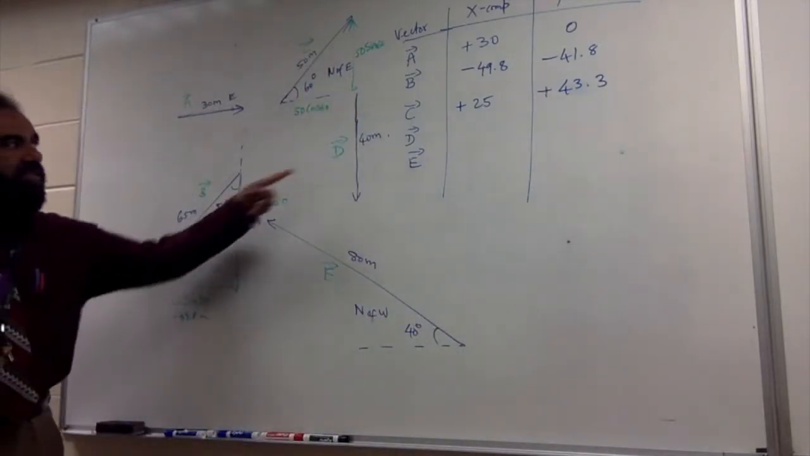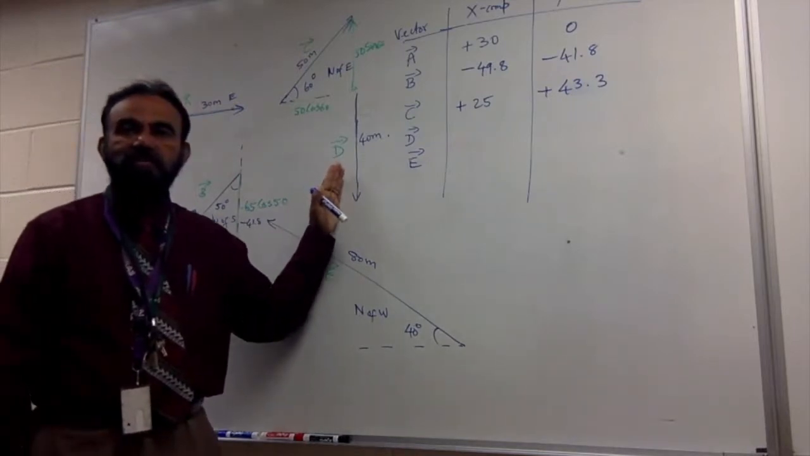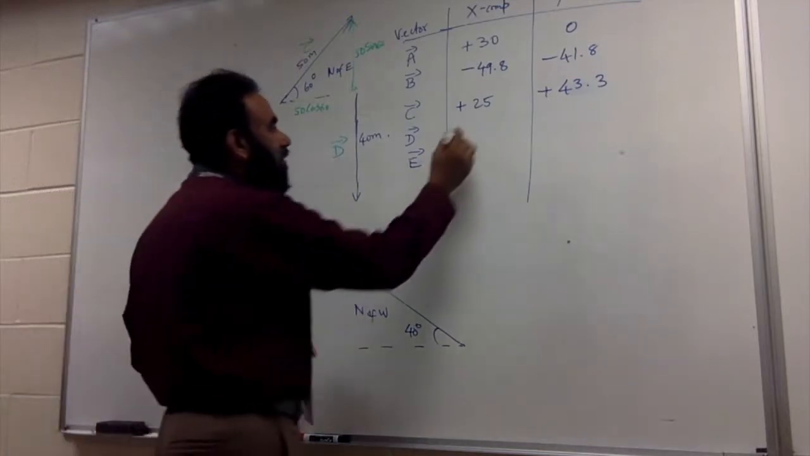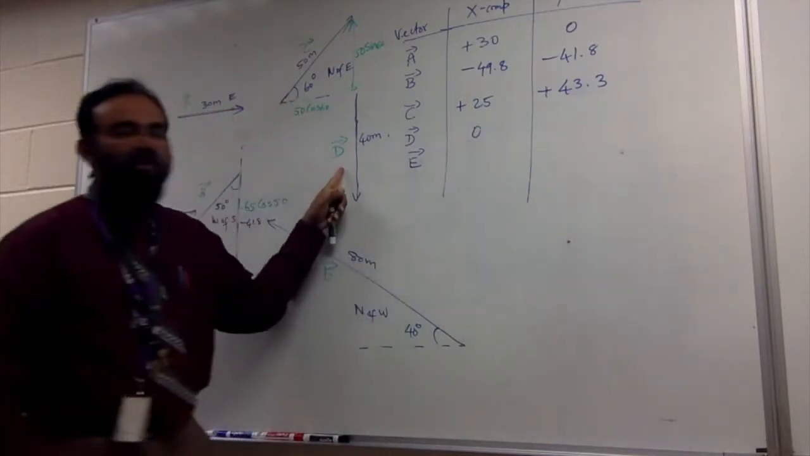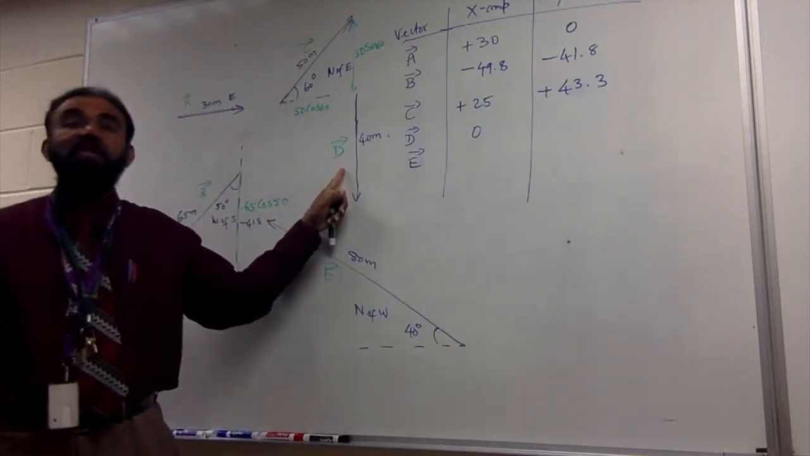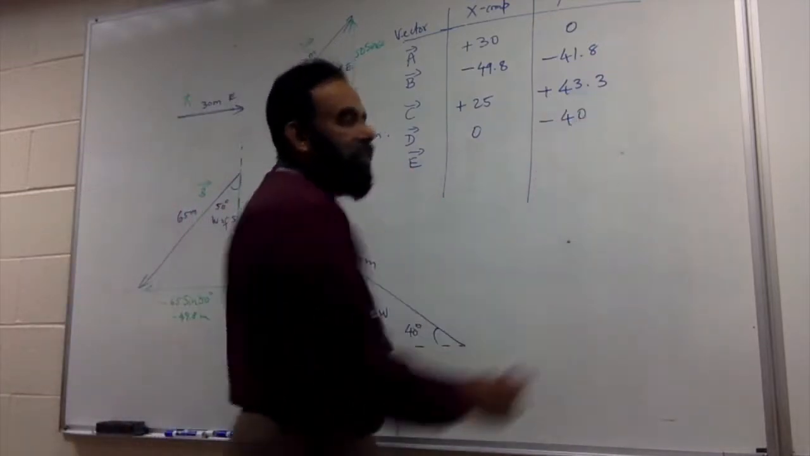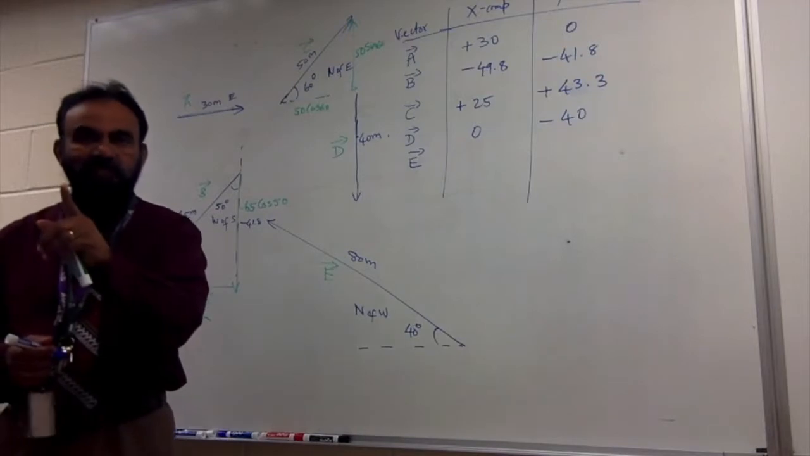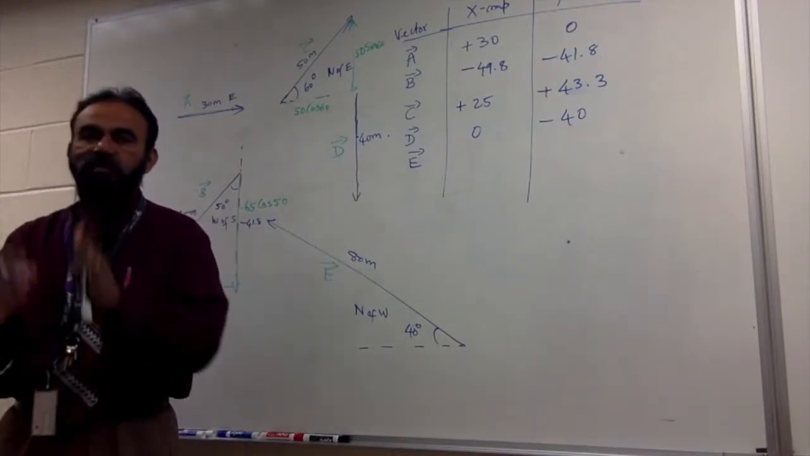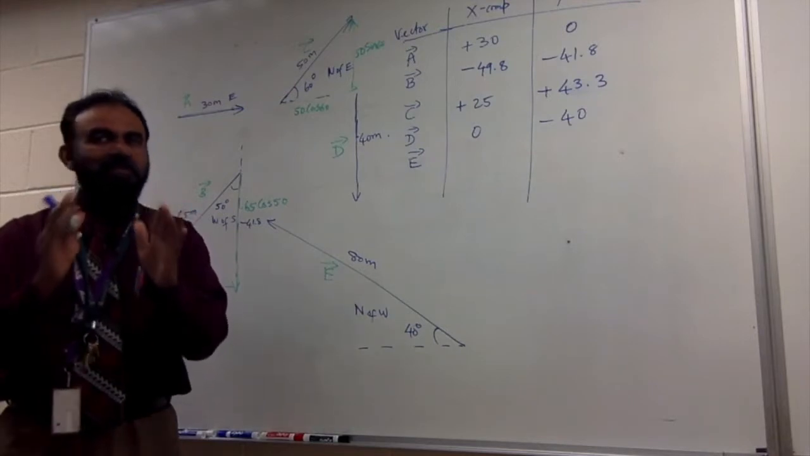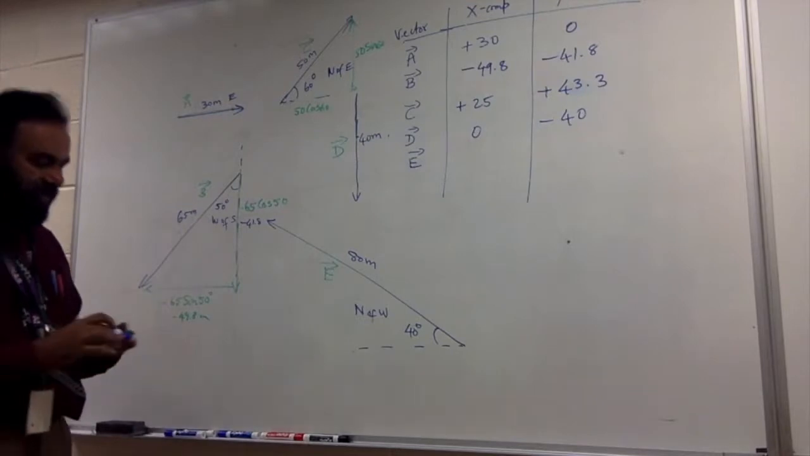Now let's go to D. How much of this is along the x-axis? None. How much of this is along the y-axis? Negative 40, because it's downward. See, you're doing little things at a time, but be careful about it. Just be careful with the plus, minus, and the components. Simple. Let's go to E now.